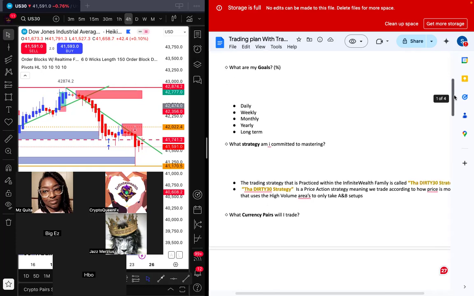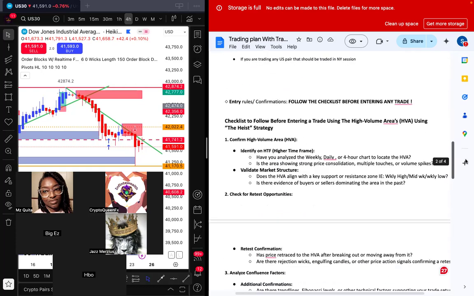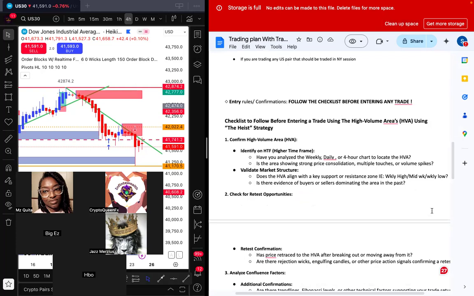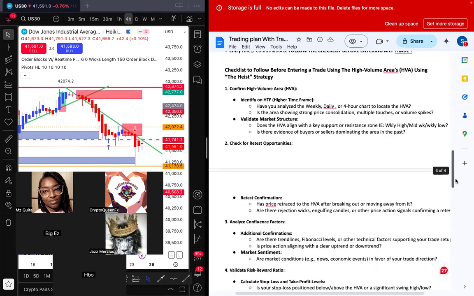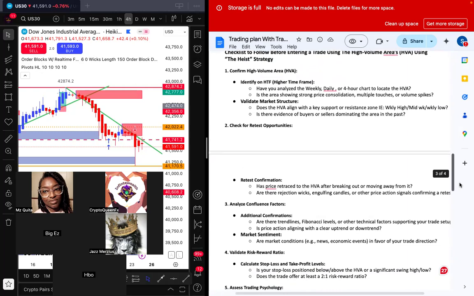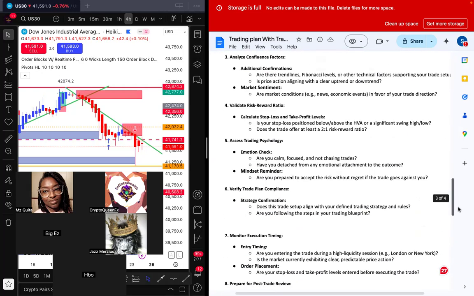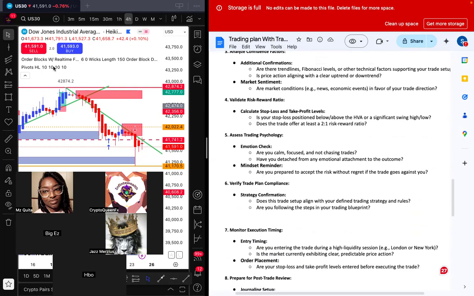Going through the checklist, you're not gonna miss any setups. Okay. It doesn't take long to go through the setup. Once you already have it marked up, you know right here your checklist of what you're looking for. Just try sticking to the checklist before you enter.